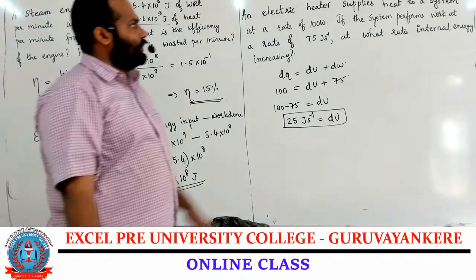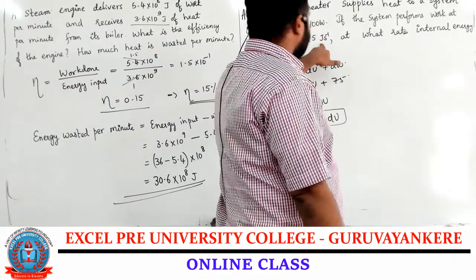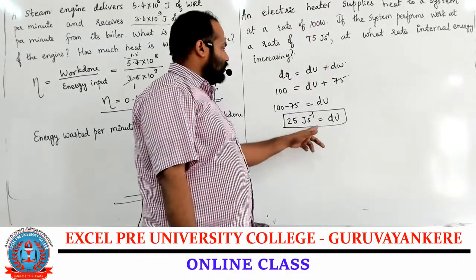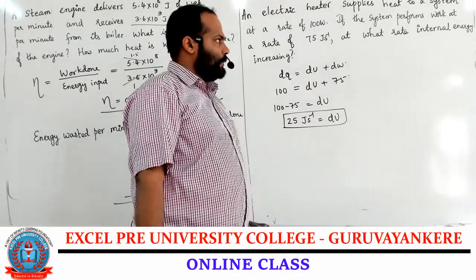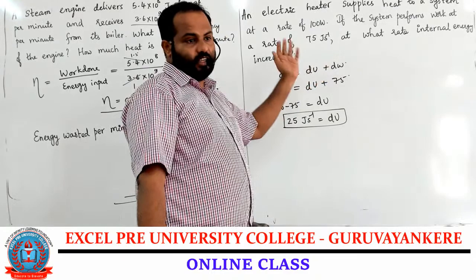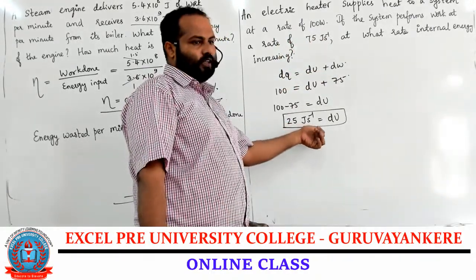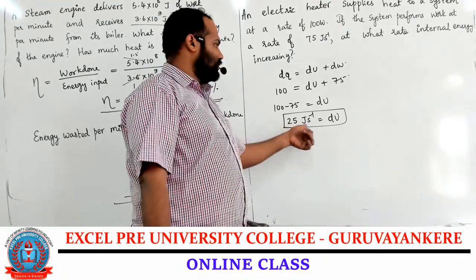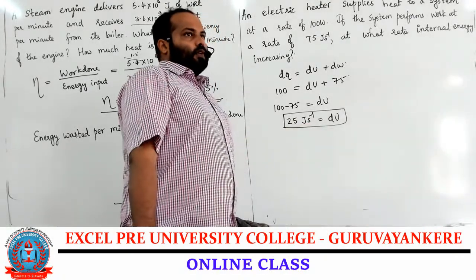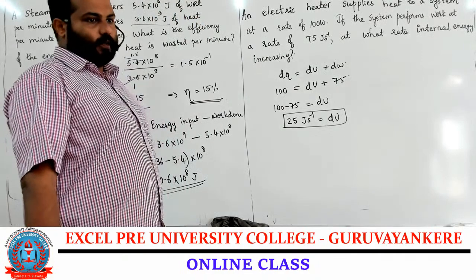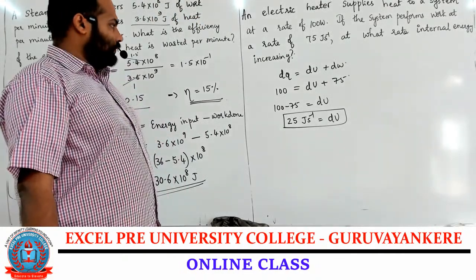Everything is given in watt here, and here they have given joule per second. So the rate of increase of internal energy is 25 joule per second. Is that clear? Okay.